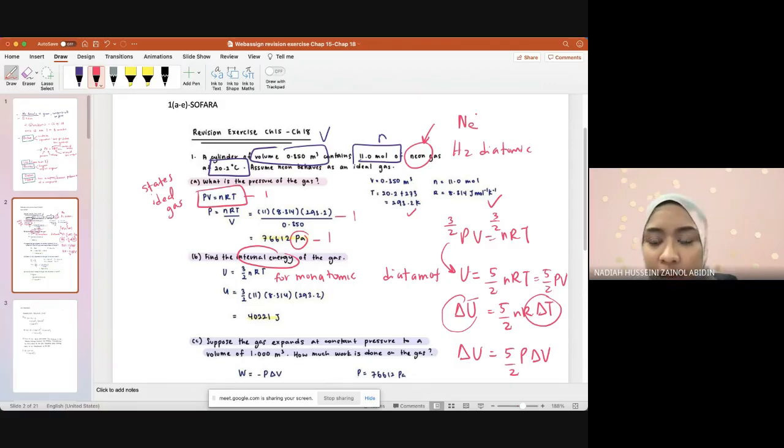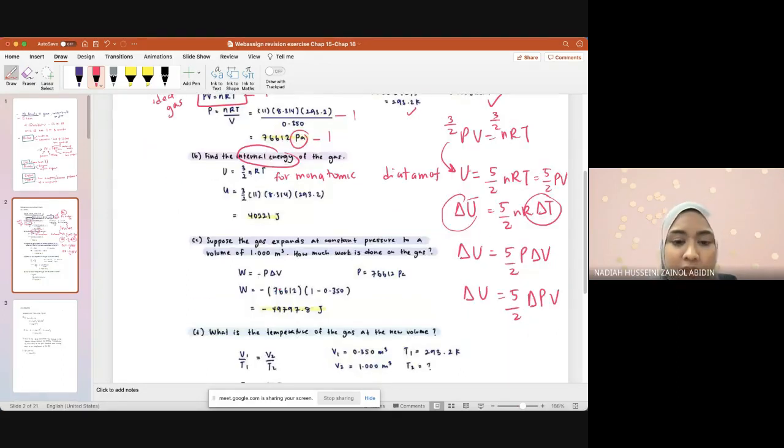So Ne, because it is a monatomic, it exists as a single atom. Correct tak? I hope I'm correct. So diatomic dia akan exist as pair. So O2. What else? Tak tahulah. Okay, so diatomic exists in pairs, monatomic exists as one. So if they tell you it's a monatomic, use 3/2 for your internal energy. Kalau diatomic, pakai 5/2. Okay, moving on.